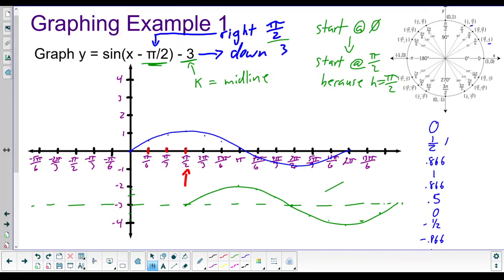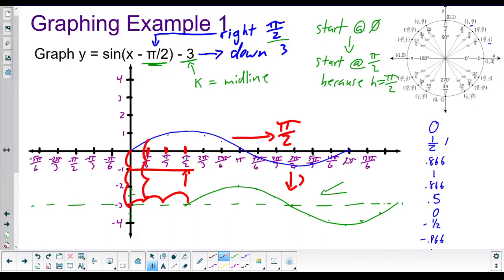Okay, so this green line is y equals sine of x minus pi over 2 minus 3. What we've done is we've taken our parent function, shifted it to the right pi over 2, which is 1, 2, 3 tick marks, as we can see right here. And then we've taken it and gone down 3. Right? So we could even count. We could go 1, 2, 3, 1, 2, 3. Oh, that one lines up. 1, 2, 3, 1, 2, 3. That one lines up. Okay. So that's pretty much how you graph it.